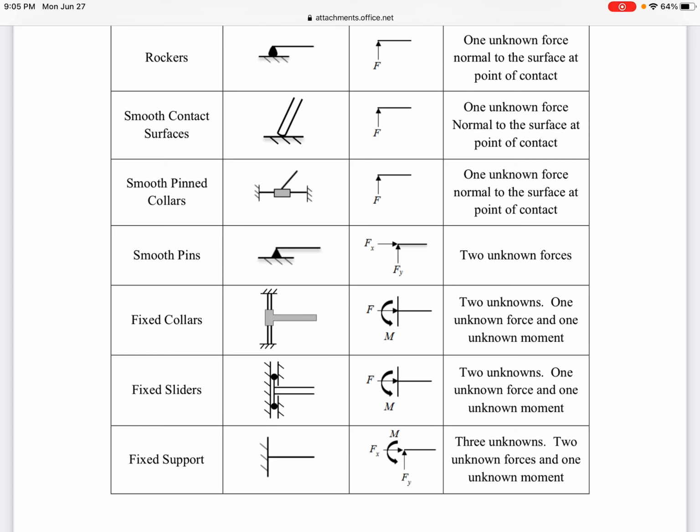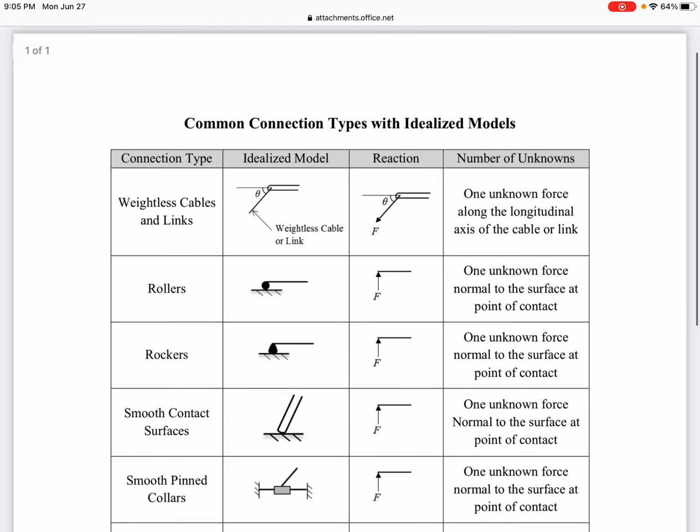We have fixed collars, which has two unknowns. One is an unknown force, one is an unknown moment reaction. We have a fixed slider, which again has two unknowns, one unknown force reaction and one unknown moment reaction. And then at the very end of the table, we have a fixed support, which has three unknowns. Two of them are forces and one of them is an unknown moment reaction. So what these reactions are, they are either forces or moments that develop wherever motion is restrained. Wherever motion is inhibited or not allowed to occur, a reaction will occur, okay?